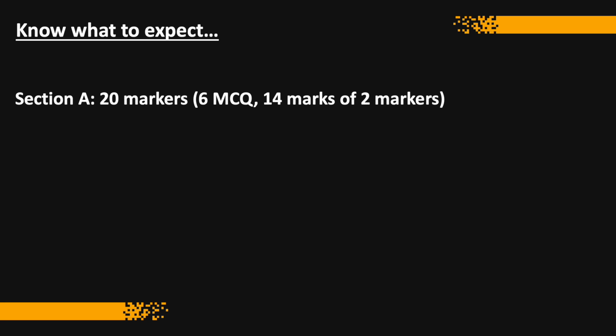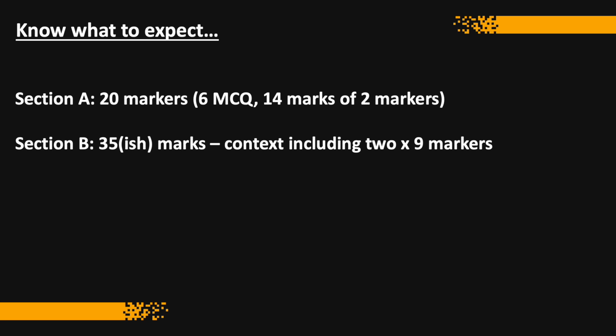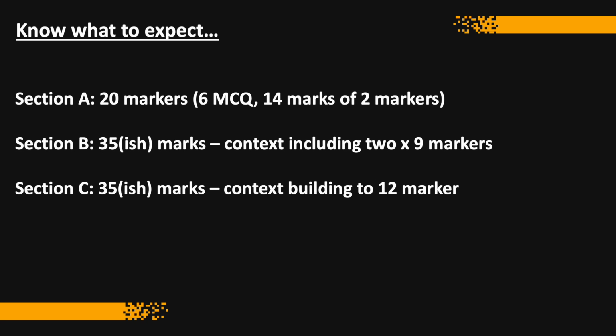playlists. So continuing on with what to expect, Section A, 20 markers, you've got 6 multiple choice questions again, 14 marks of 2 markers, majority of those of course explain questions. Section B, 35-ish marks. Here you're going to get a context, just like Paper 1, and then it will be 2 9 markers. Section C, 35-ish marks again, and a context building into a 12 marker, the final question.